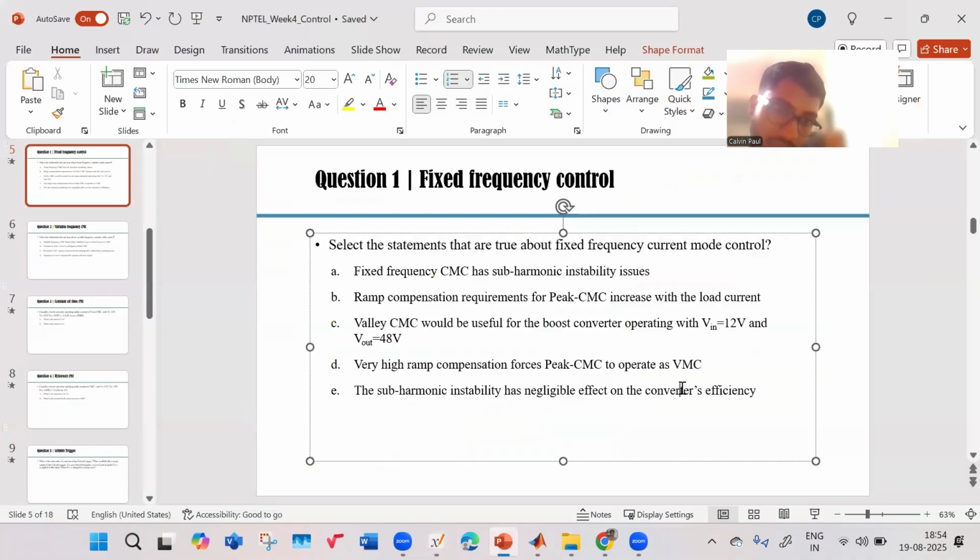Okay. Now, ramp compensation requirements, ideally, it doesn't depend on the load current, because when we mathematically find out and formulate how much ramp we need, we do it independent of the load current. But when you do closed loop and you do the perfect model, everything, there might be some dependence.